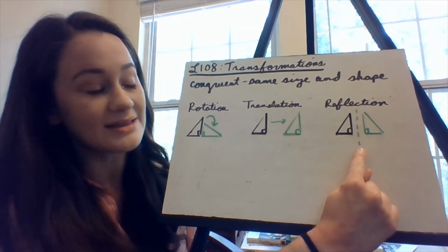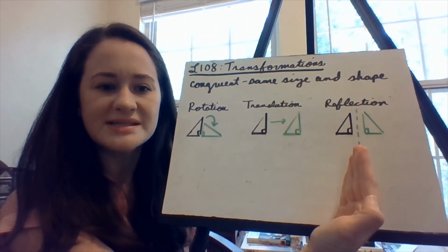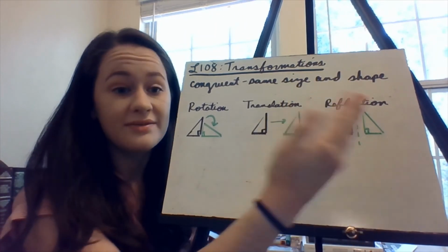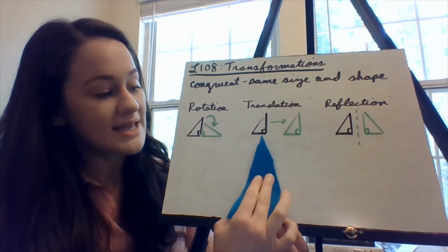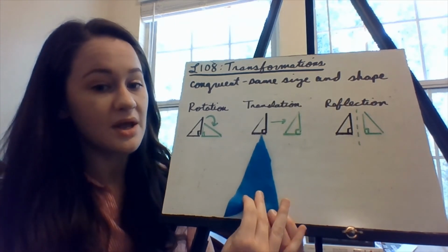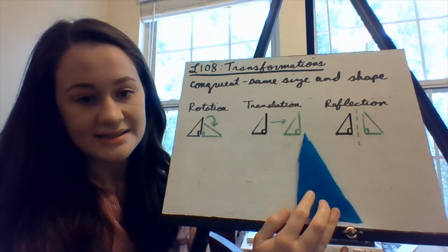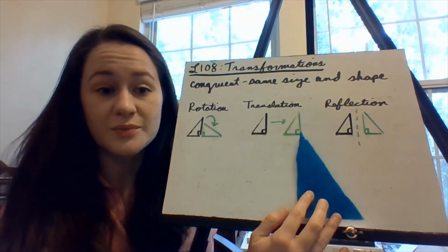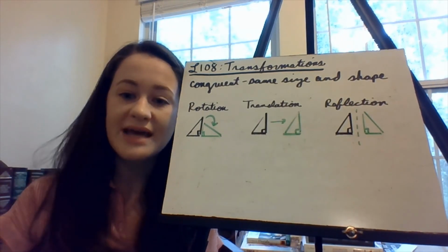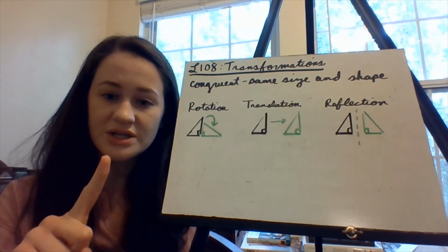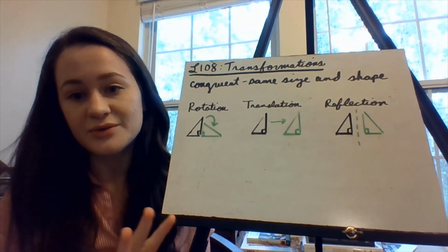So I have this dotted line here, and that would represent the axis or the mirror that it was being reflected. So we're taking it and simply putting it across that axis in a mirror image. So you're reflecting. So our three types of transformations are rotation, translation, and reflection.